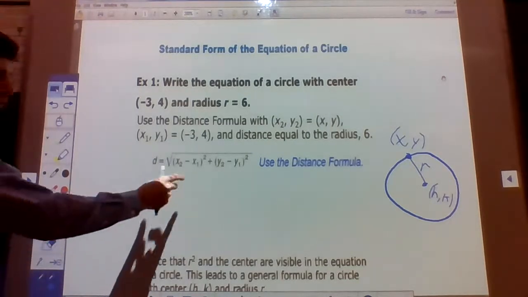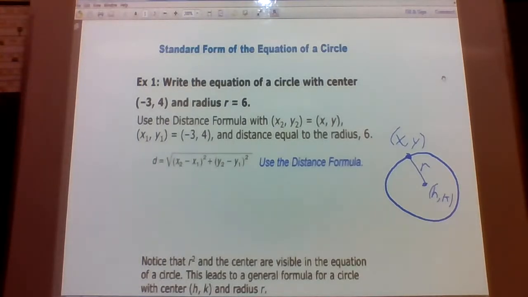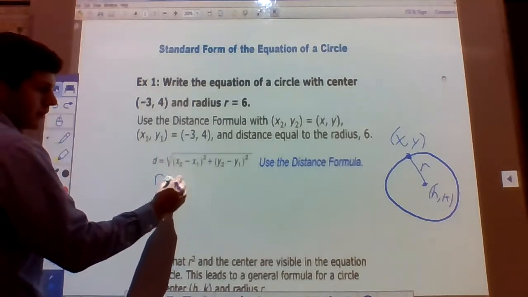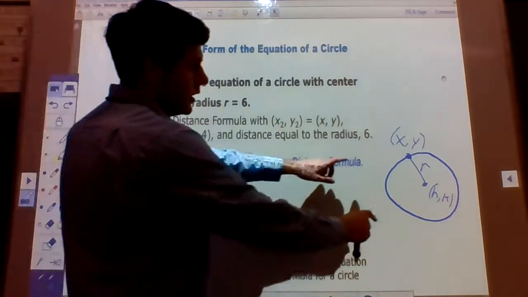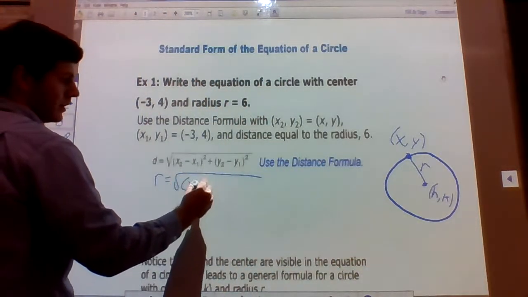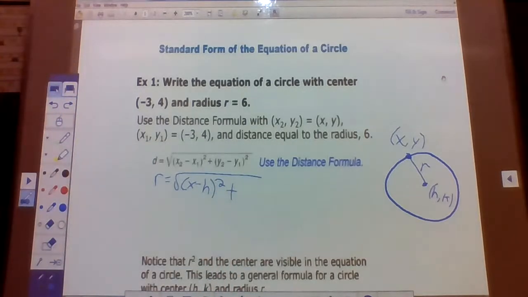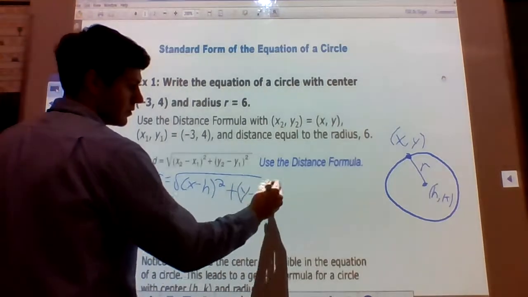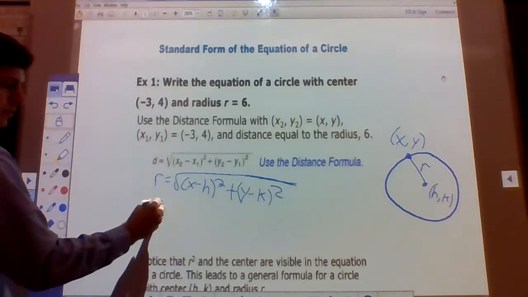So the distance formula was the square root of x2 minus x1 squared plus y2 minus y1 squared. If our distance between those two points is r, we can then substitute into the distance formula. So our two x values are x and h, so here we're going to have x minus h squared. And then our two y values are going to be y and k, so then y minus k squared.